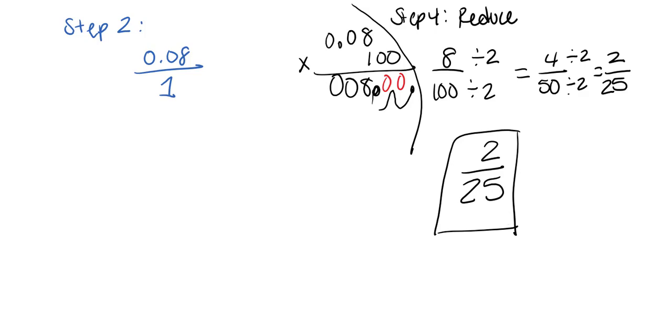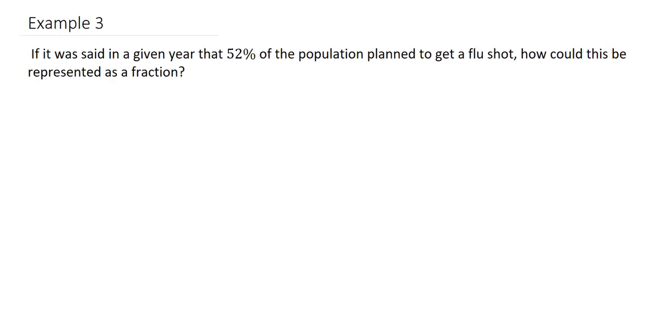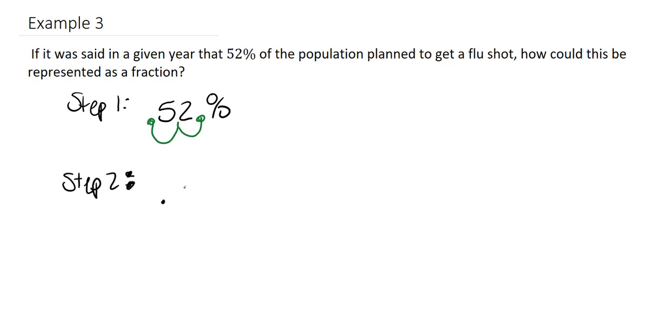Now let's do one final example. Example 3. If it was said in a given year that 52% of the population planned to get a flu shot, how could this be represented as a fraction? Well, step 1, we have 52%. We're going to move the decimal to the left 2 times, so we get 0.52. Then step 2, we're going to put 0.52 then over 1.